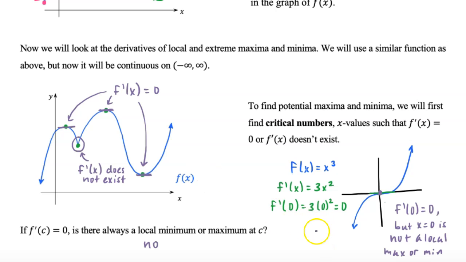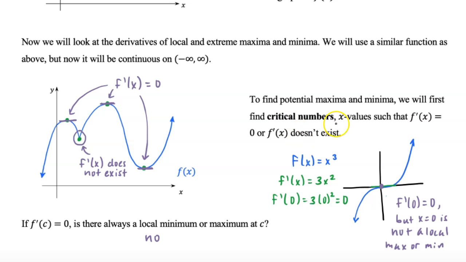So we can confirm that if something is a local max or min, the derivative is 0 or it doesn't exist. But just because the derivative is equal to 0 does not necessarily mean that this is a local max or min. So these are what's called critical numbers, and we're still going to need to test these critical numbers to make sure they're truly maxima or minima.